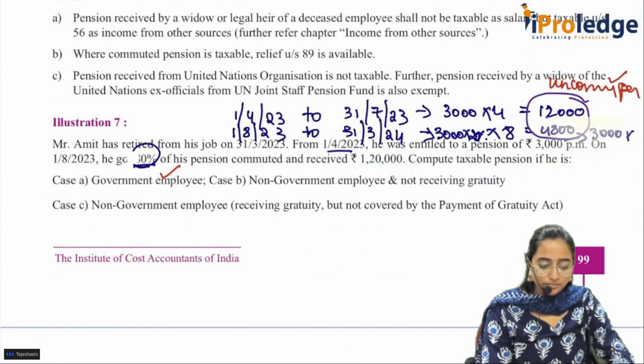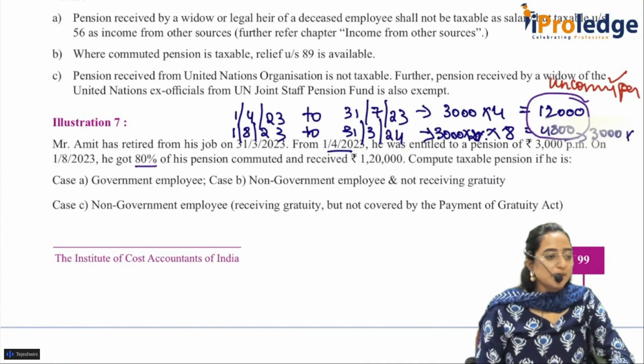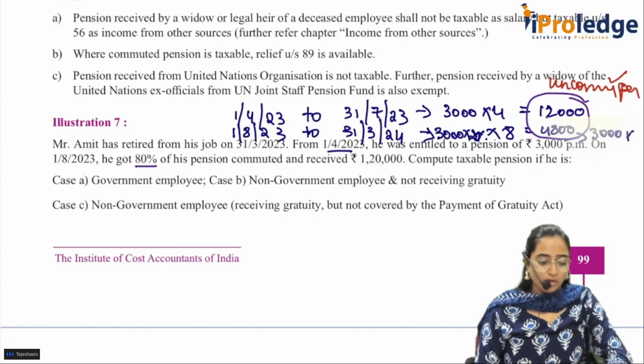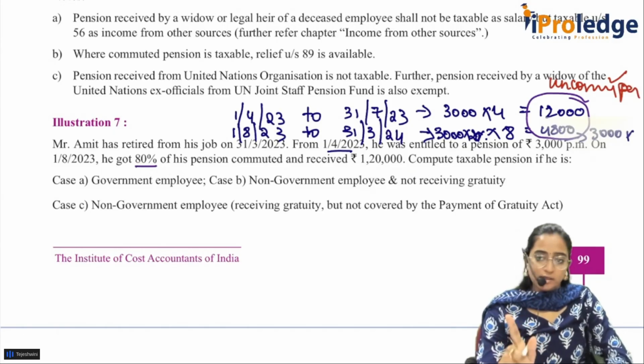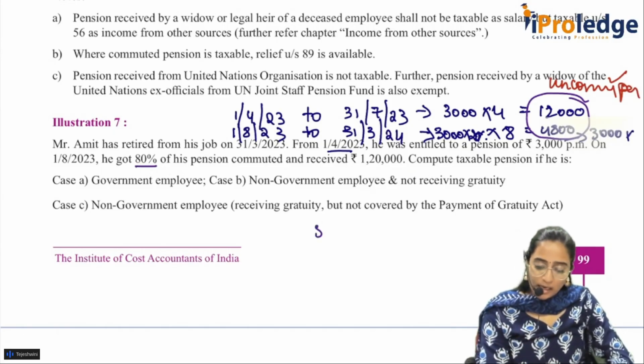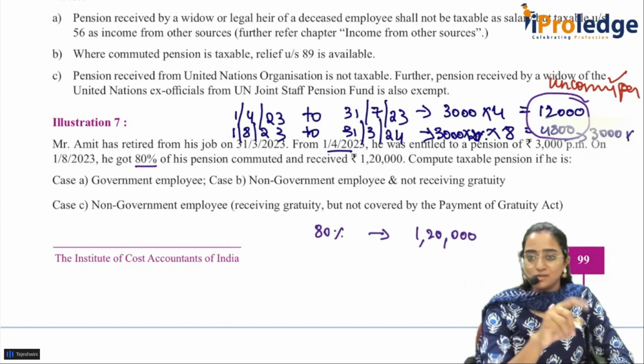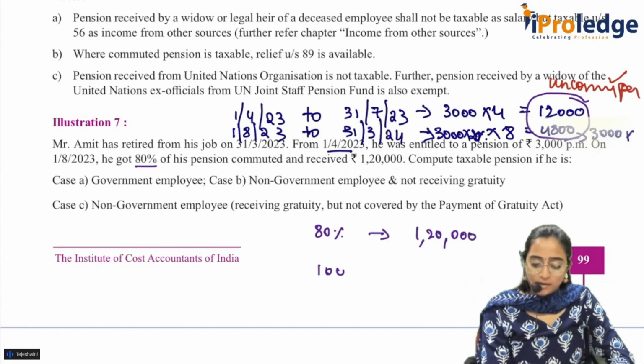See, this fellow got 80% of his pension commuted. Now people, he has commuted 80% and received how much? 1,20,000. So can I say 80% of his pension is represented, is getting 1,20,000 representing 80% of his pension. So how much is his 100%? If we do the cross multiplication, we'll get the answer.